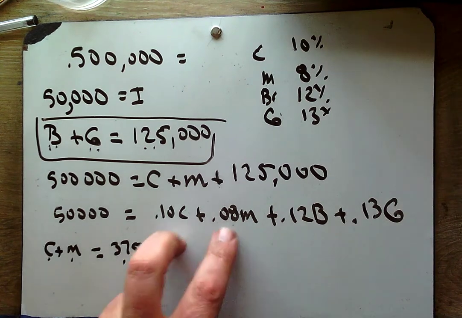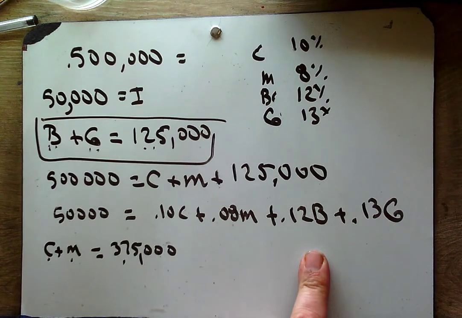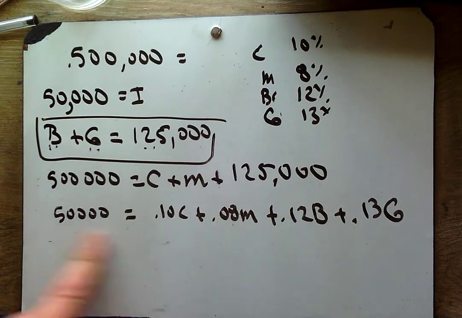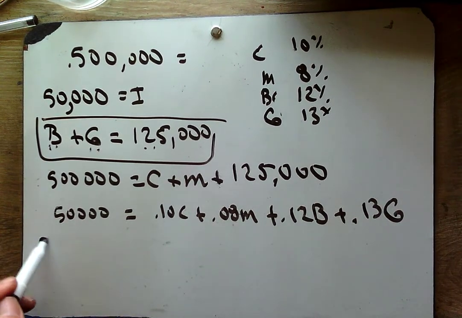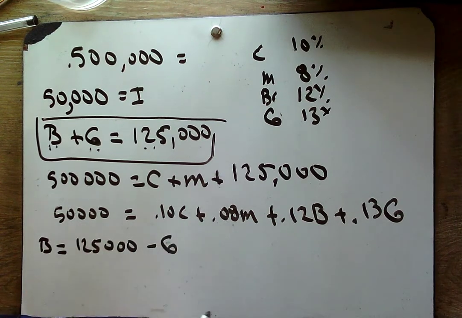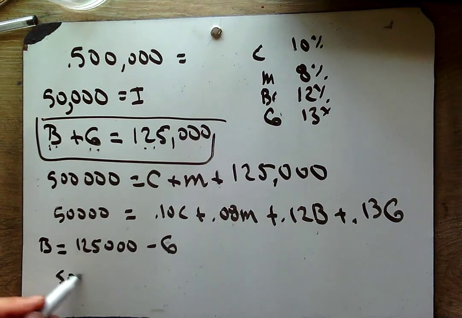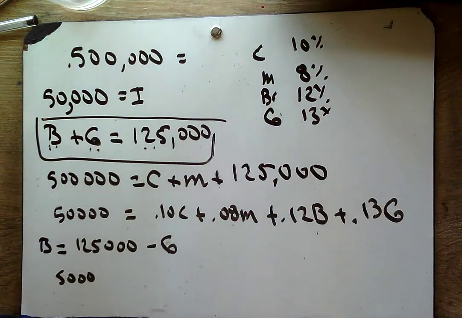I kind of want to get this so that it's only there. These aren't the same. Well, let's try some substitution. B equals 125,000 minus G. And if I plug that in here for B, I'm going to have 50,000. No, it's still not going to work. Huh. What am I missing here? That's very interesting.